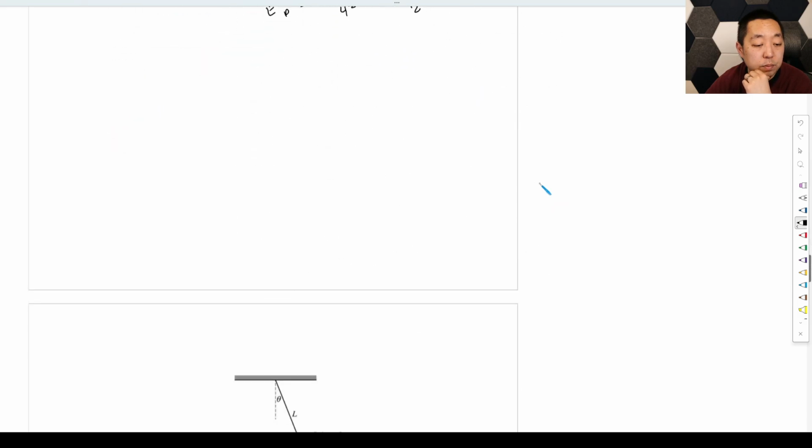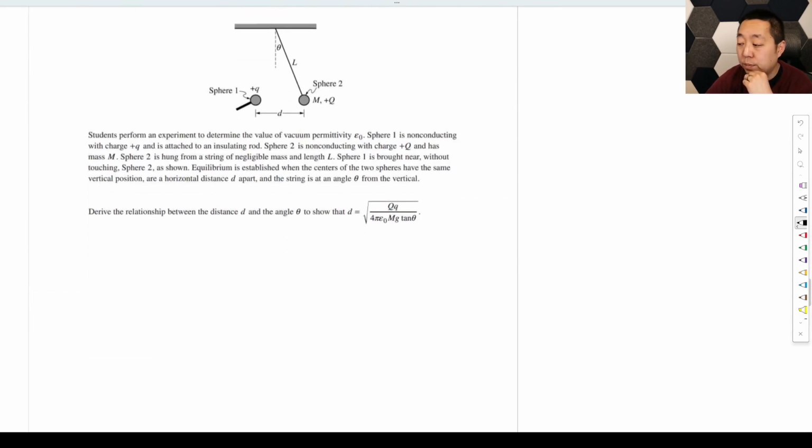Okay. All right, let's go through some FRQs here now. So students perform an experiment to determine the vacuum permittivity. Sphere 1 is a non-conducting sphere with charge positive Q attached to an insulating rod. Sphere 2 is a non-conducting sphere with positive big Q and has a mass m. Sphere 2 is hung from a string of negligible mass of length L.